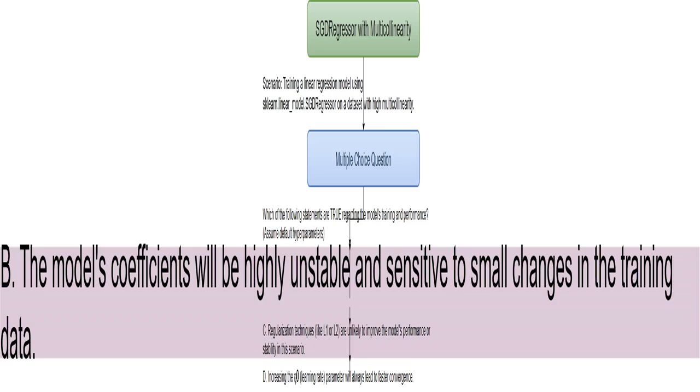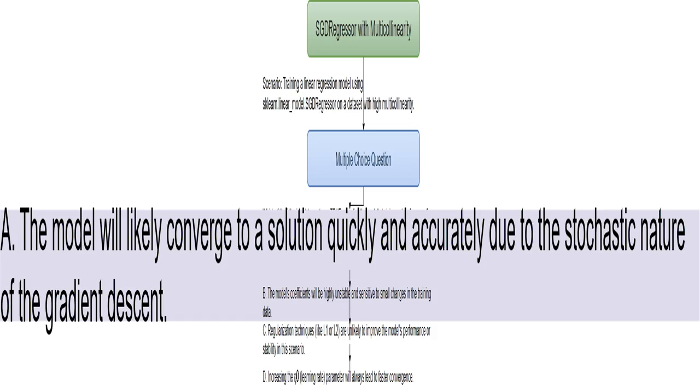This statement is true. Because of the high correlation between features, multicollinearity, even minor data changes can significantly alter the model's calculated coefficients. It's like trying to balance a pencil on its tip. It's very unstable and susceptible to even the smallest disturbance. This is false. While stochastic gradient descent might seem to converge quickly, the presence of multicollinearity means that the solution it finds might not be accurate or reliable. The speed doesn't guarantee accuracy in this case.